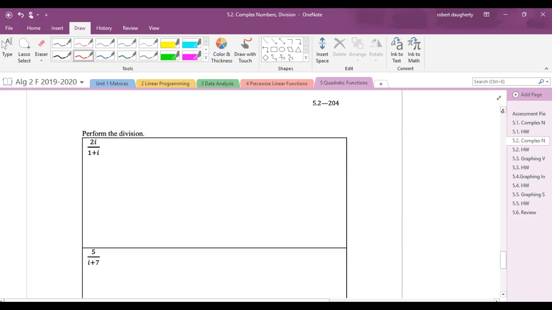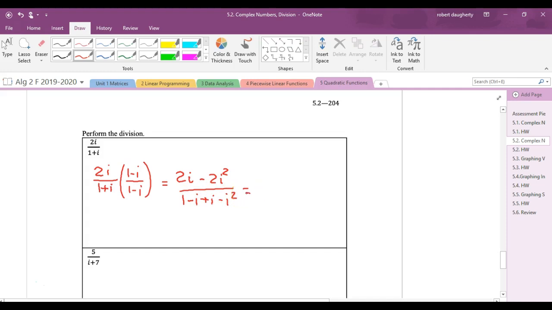What do I multiply this guy by? So this is 2i over 1 plus i. I multiply by 1 in the form of 1 minus i over 1 minus i. And what do I get on the top when I multiply 2i times 1? I get 2i, and then minus 2i squared. What do I get on the bottom? Multiply the first terms, I get 1 minus i plus i minus i squared.